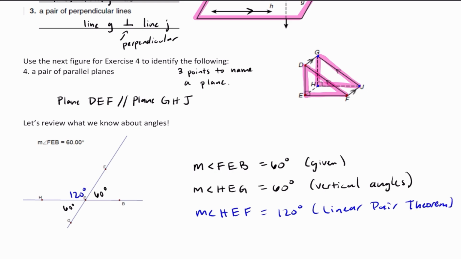And by vertical angles, you can say the measure angle GEB is 120 degrees because the angle across from it is also 120 degrees. So I can write measure angle GEB is 120 degrees by the vertical angles theorem. You can also say the measure angle GEB is 120 degrees by the linear pair theorem if you would like to go that route.